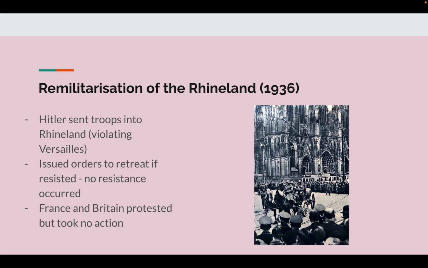Remilitarization of the Rhineland in 1936. Hitler sent troops into the Rhineland, which violated the Treaty of Versailles, and issued orders to retreat if resisted. No resistance occurred. France and Britain protested but took no action.